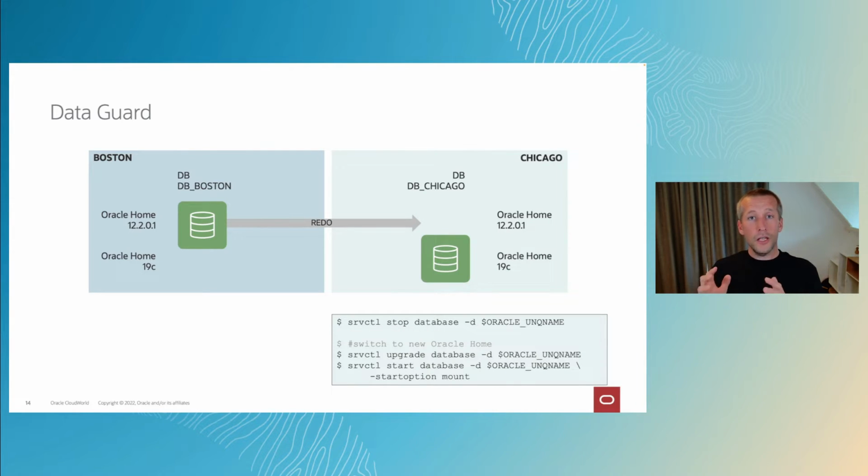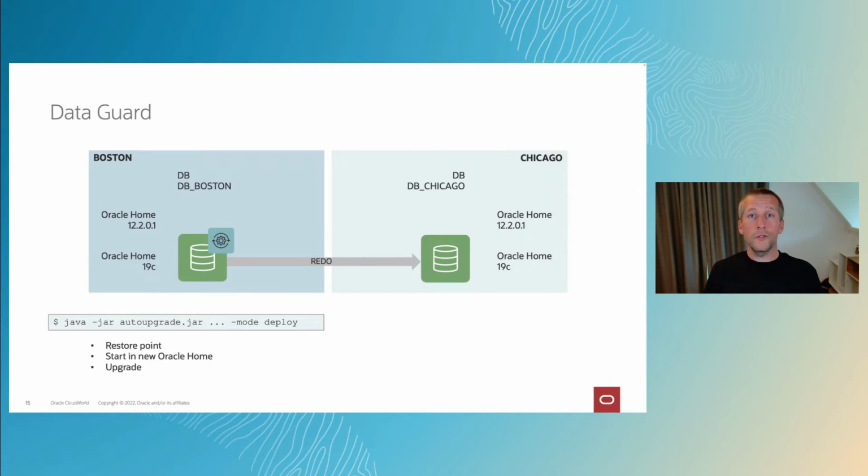Then you can shut down the standby database and bring it up in the new Oracle home. We don't touch anything inside the standby database. We just start it in the new Oracle home. Then we switch to the primary host, and now it's time to start AutoUpgrade. The very first thing that it will do is to create a similar guaranteed restore point that now protects the primary database. Now all the databases in your Data Guard environment are protected by a restore point. Then AutoUpgrade will restart the database in the new Oracle home and then start the actual database upgrade.